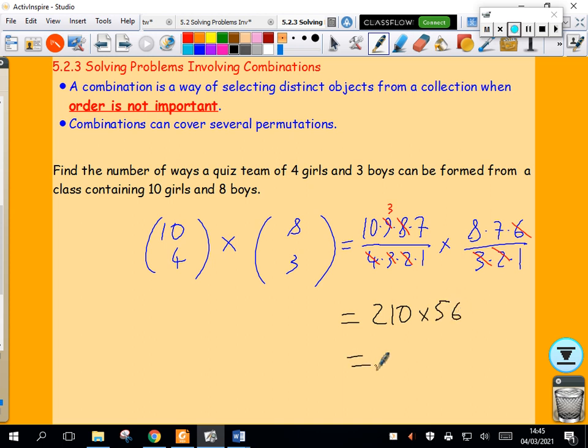So 210 times 56 is going to be my total amount, which is 11,760. So there are 11,760 ways to choose a quiz team of 4 girls and 3 boys from a class containing 10 girls and 8 boys.